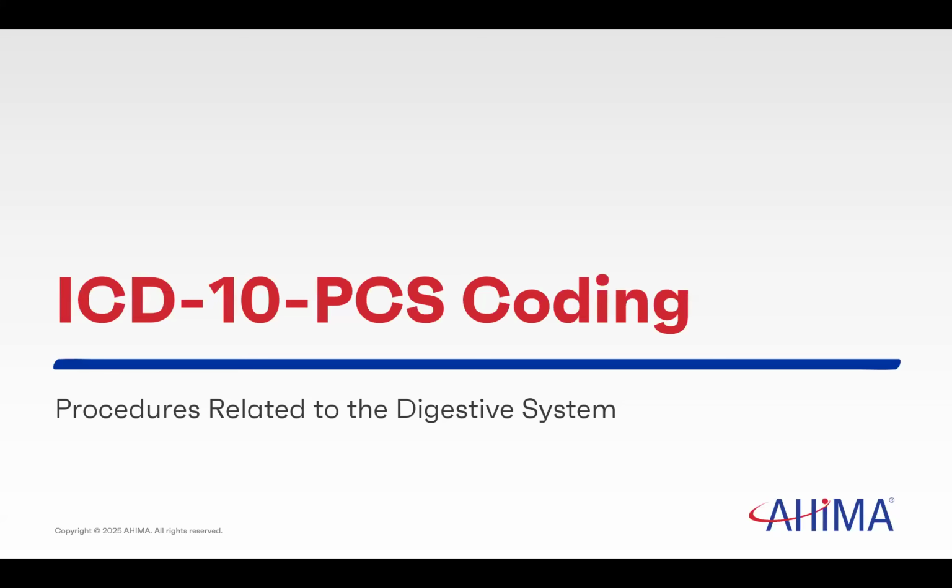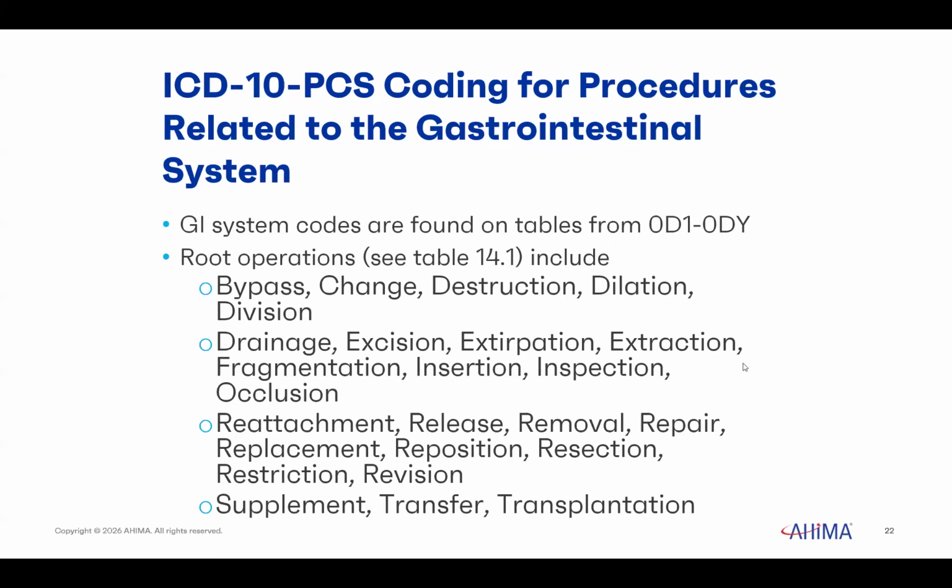Again, the nice thing about PCS is that it's built on logical standardized structures. So if you get the correct root operation, it's usually pretty straightforward. And for the most part, we'll be working in tables 0D1 through 0DY. The root operations you can also see in table 14.1 of your textbook, and this covers all the root operations that are applicable to the GI system.